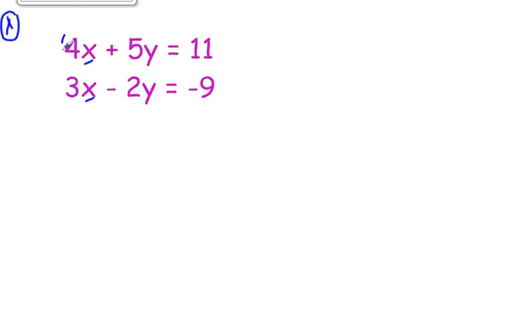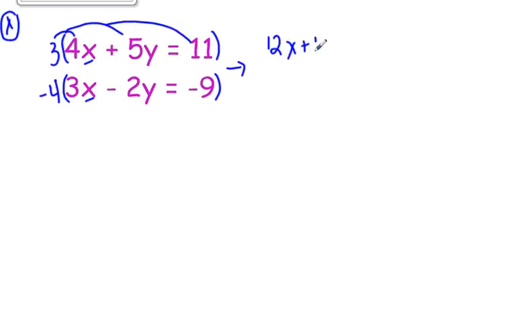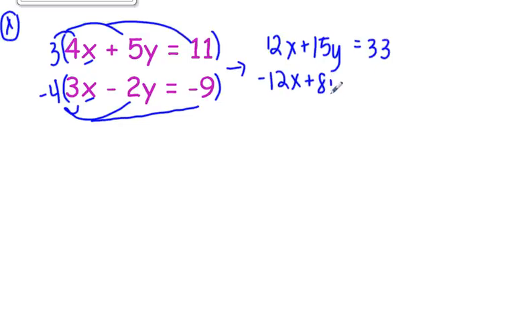So what I'm going to do is multiply the first equation by positive 3 and the second equation by negative 4. Don't forget to distribute completely. So in my first equation, the 3 gets distributed to all of my terms to give me 12x plus 15y equals 33. In my second equation, be sure to distribute the negative 4 completely so that we get negative 12x plus 8y equals 36. And now we're going to combine like terms together.